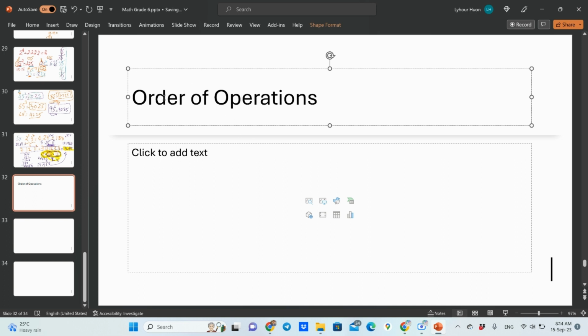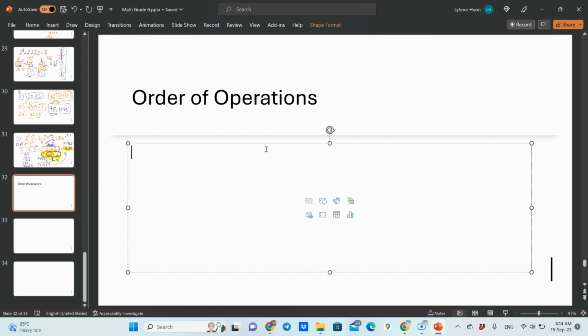Okay, so our next point, we continue with our lessons. Our next point is order of operations. So we have studied addition, subtraction, multiplication, and division. All operations have been completed, and we have done the explanation. Now we want to know the order of operations.